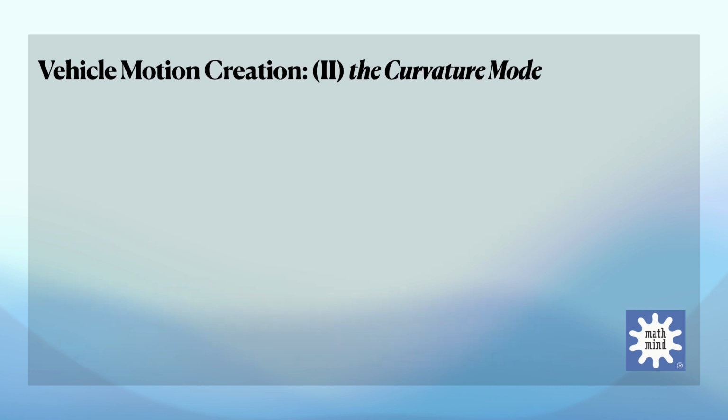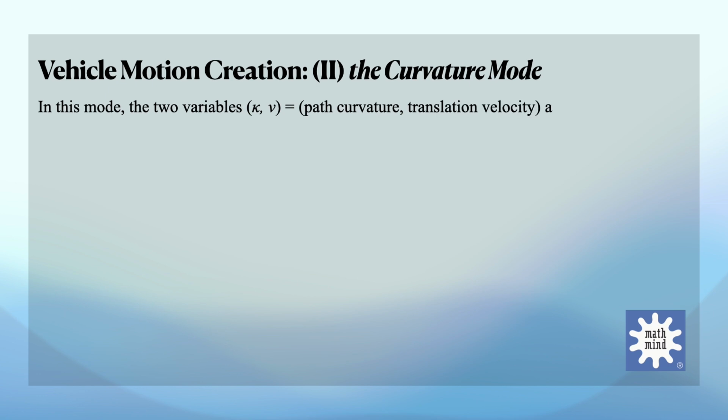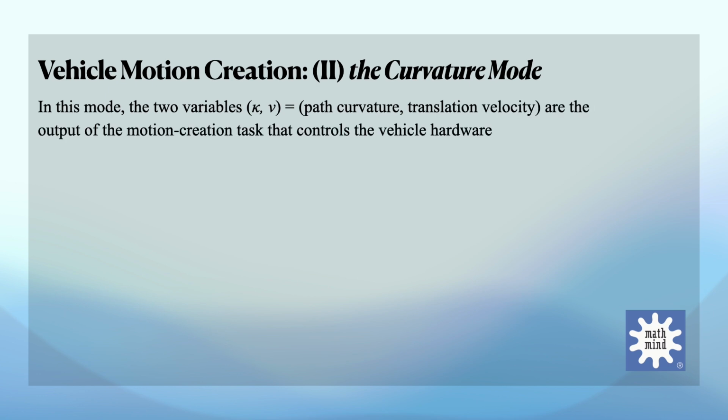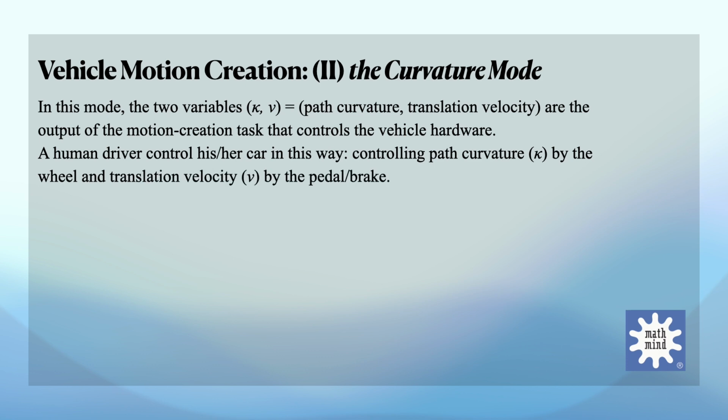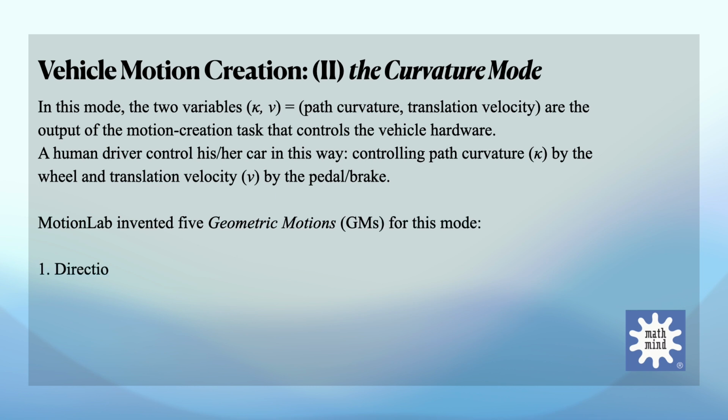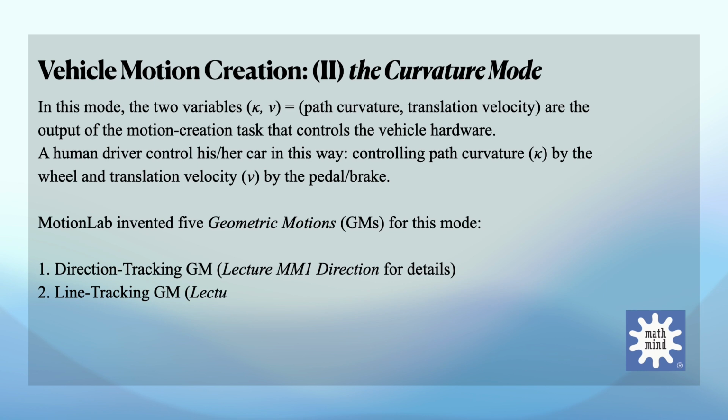Vehicles motion creation. 2. The Curvature mode. In this mode, the 2 variables, kappa, v, equals, path curvature, translation velocity, are the output of the motion creation task that controls the vehicle hardware. A human driver controls her car in this way, controlling path curvature, kappa, by the wheel and translation velocity, v, by the pedal, brake. MotionLab invented 5 geometric motions, GMs, for this mode.